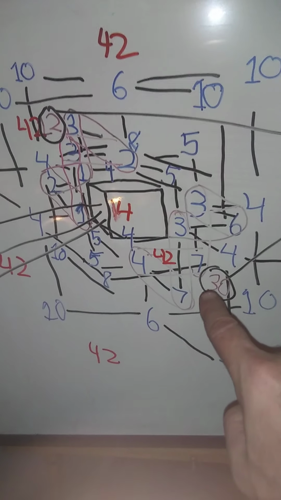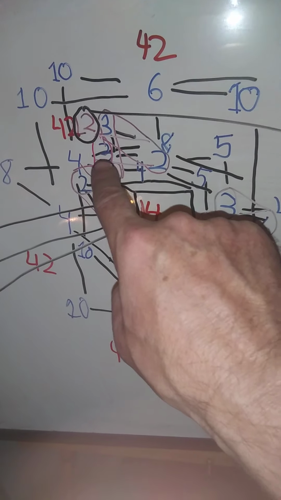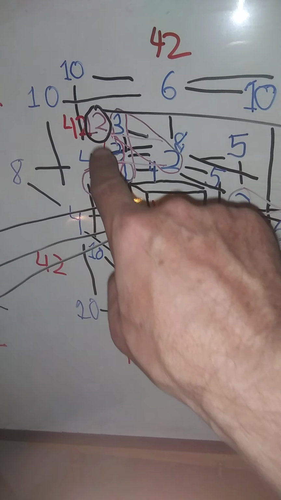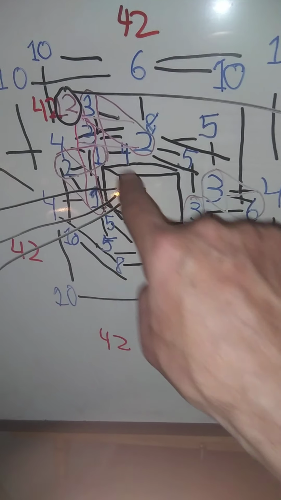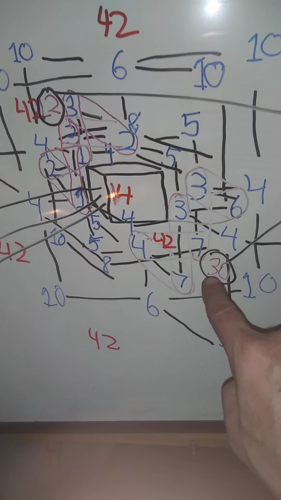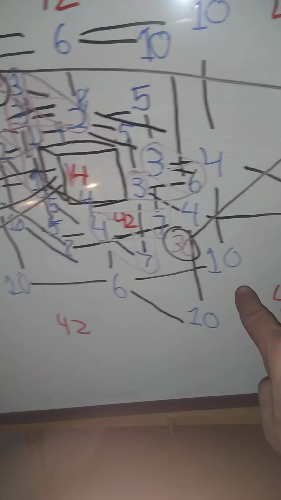But so do, like in this sense, 12 and 30. That's just one of the inner layer ghost numbers added together, give 42.